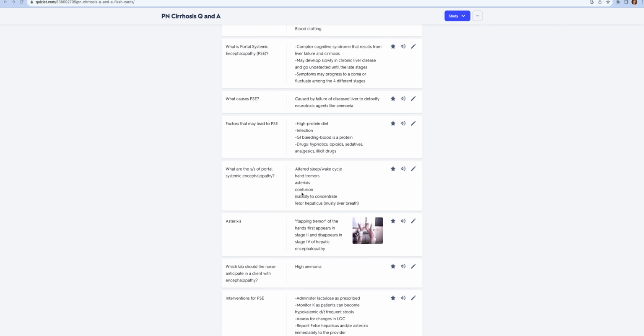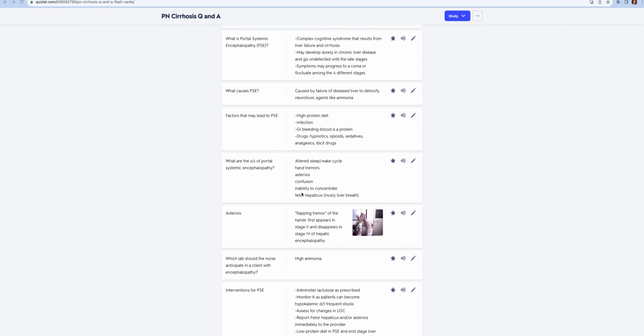The signs and symptoms. Okay, this is classic. Altered sleep-wake cycle. Your patient's going to say, I'm awake all night and I want to sleep all day. They have hand tremors and asterixis. And right here I have a little video of what asterixis looks like. It's called like liver flapping. So it's like the wrist and the hands flap. Okay. They're going to be confused. They can't concentrate, and they may have that musty liver breath.